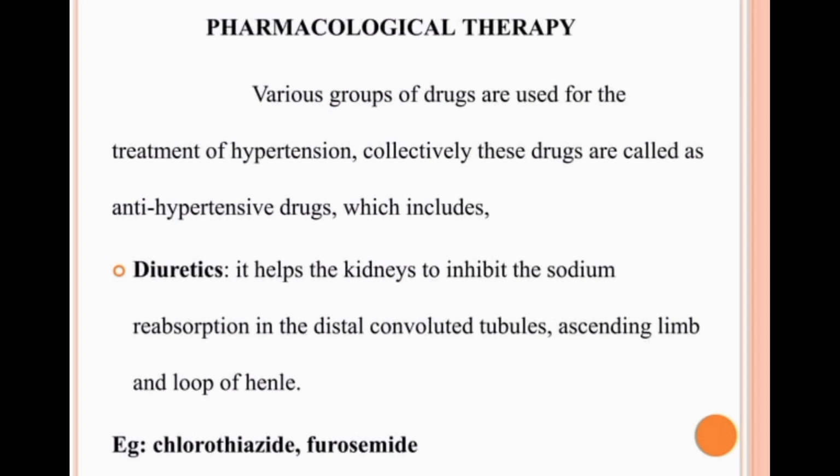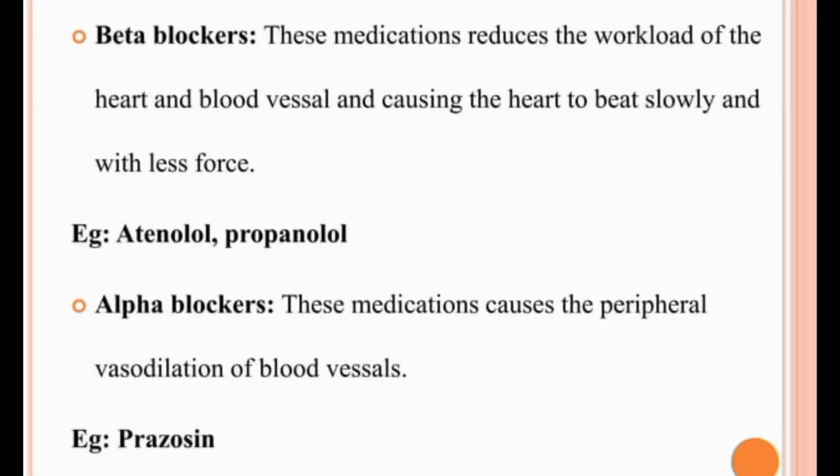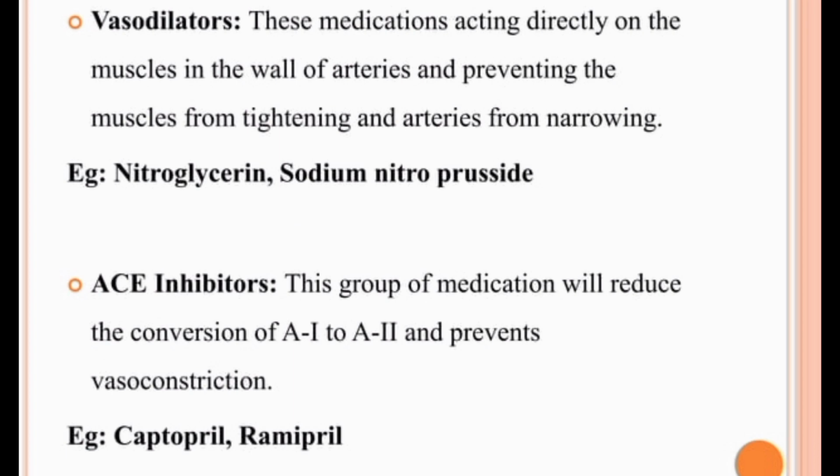Various groups of drugs are used for the treatment of hypertension. Antihypertensive drugs we will see one by one. In diuretics, we use furosemide. Next one is beta blockers. In beta blockers, we use atenolol. Then alpha blockers. In alpha blockers, we use prazosin. Then vasodilators. In vasodilators, we use the drug nitroglycerin.